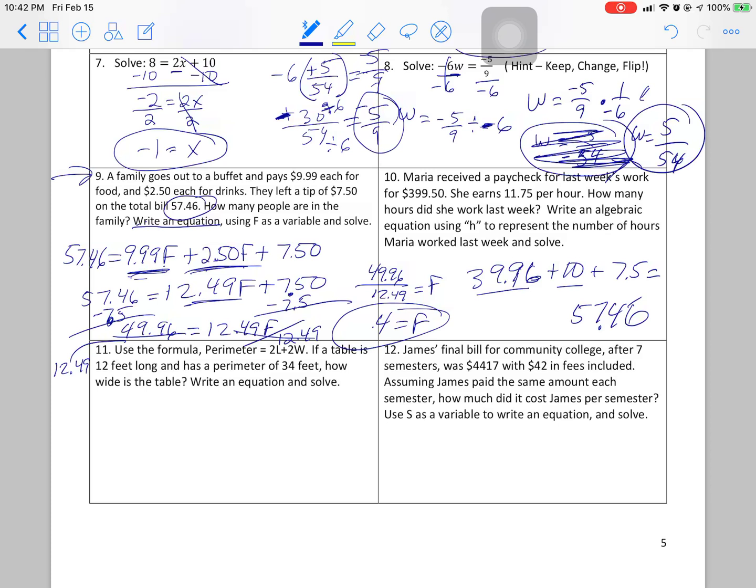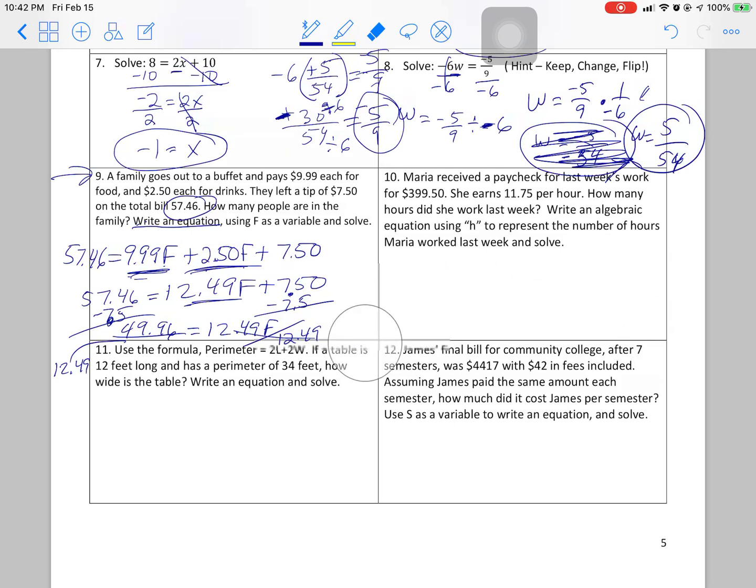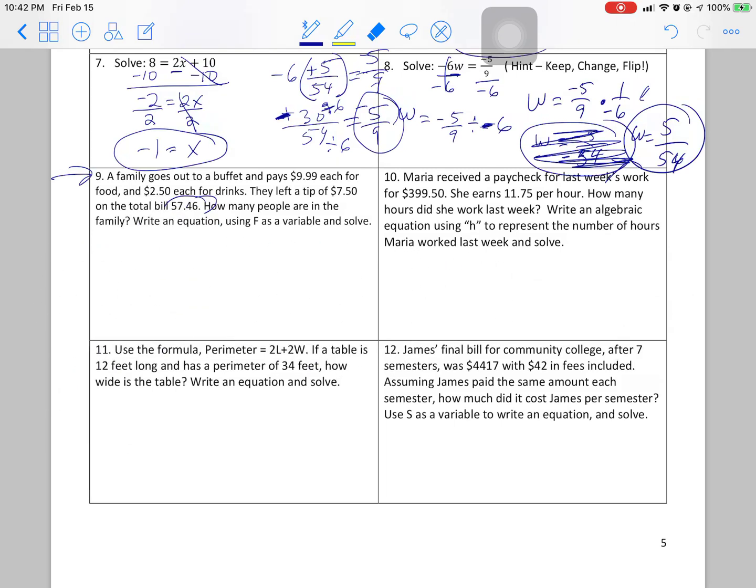I'm going to erase all this so I have some room to do something else. That whole mess. Sorry, that was F equals 4. The equation was 57.46 equals 9.99F plus 2.5F plus 7.5. You don't need all those zeros. You can put them in, or you don't need to. But that's the equation I need.